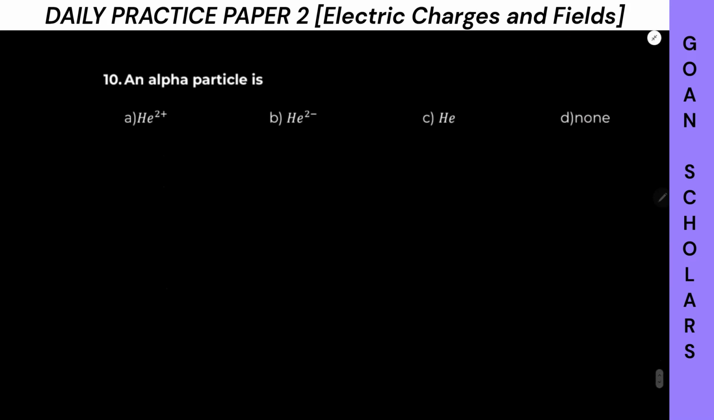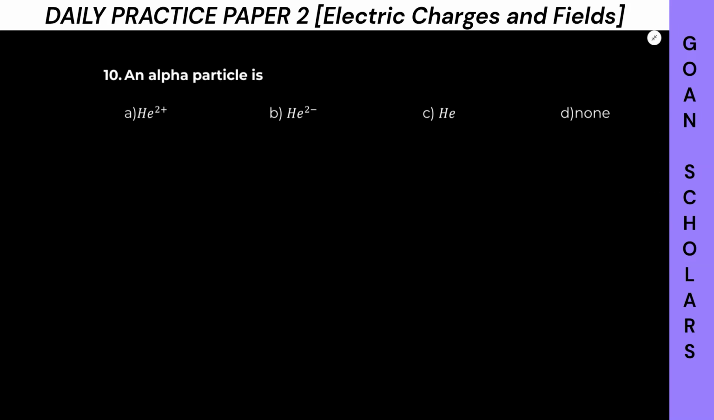Okay, let's move to the 10th one. An alpha particle. Alpha particle is just another name for a positively charged helium nucleus. Now what's a helium nucleus? Helium is the second element in the periodic table, so He 2 plus. The second element has 2 electrons, 2 protons. If you remove the outermost 2 electrons, you're left with a nucleus containing 2 protons. That is He 2 plus. So option A is your alpha particle.